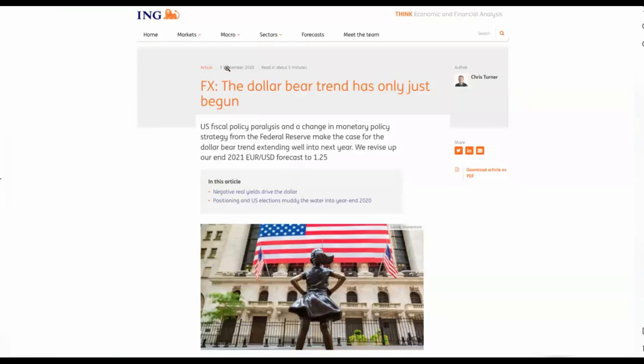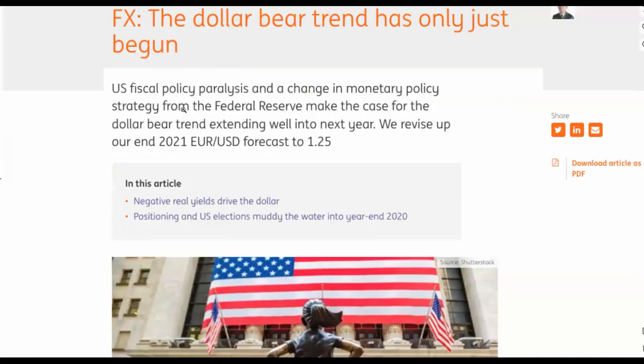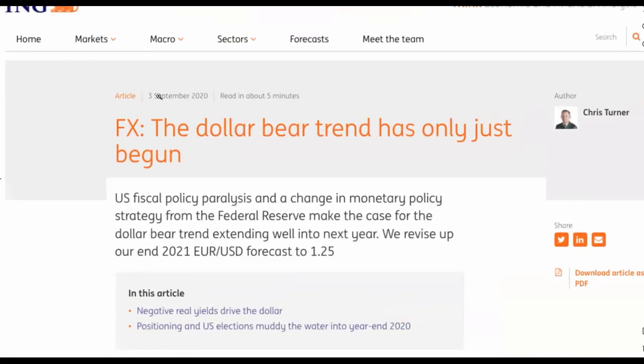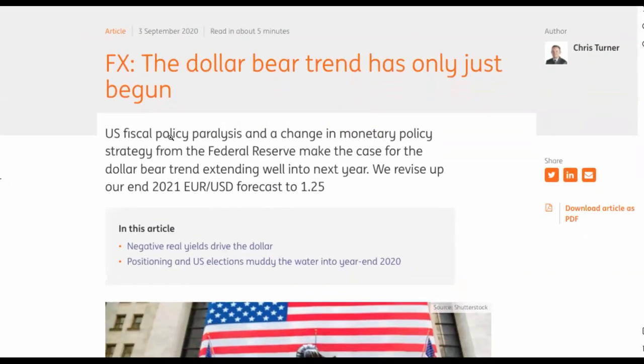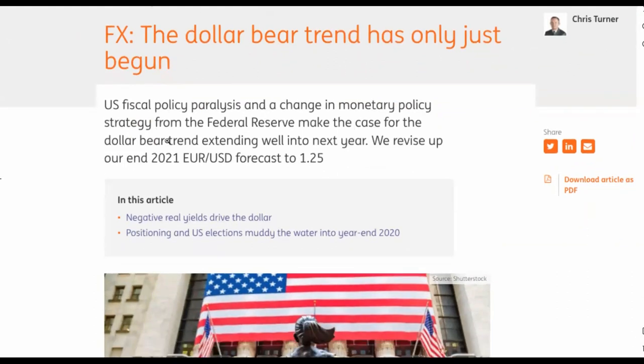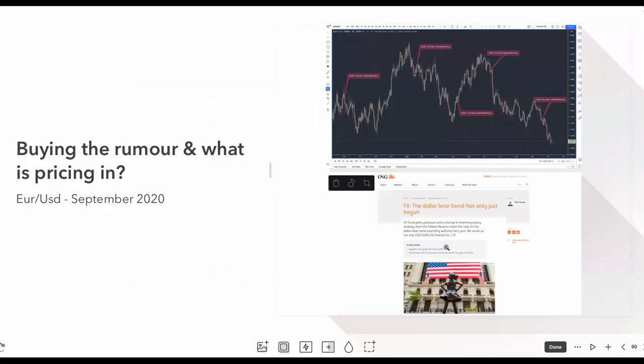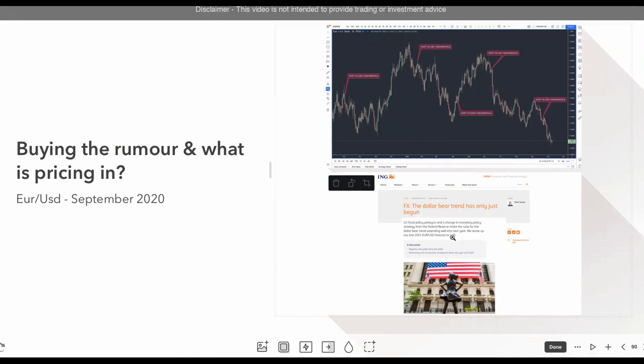We had September the 3rd. So you can see that September the 3rd. Let me just zoom in a little bit so the guys can see September the 3rd, beginning of September. There was an article on ING that said FX, the dollar bear trend has only just begun. The fiscal policy paralysis and a change in monetary policy strategy from the Federal Reserve make the case for the dollar bear trend extending well into next year. We revise up our end 2021 euro dollar forecast to 125. Boom, right? They're speaking our language, right? They understand, and we understand why, the euro dollar should go to 125.